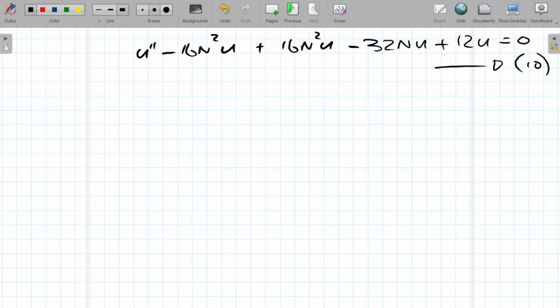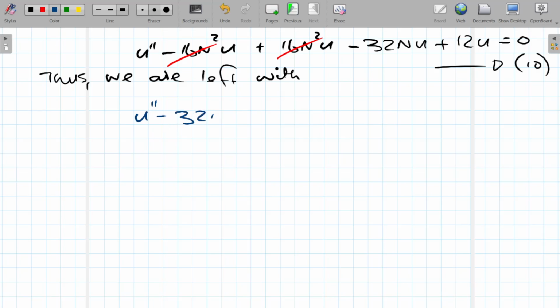So you can see that this begins to simplify when I can actually find the nib of my pen. So that cancels with that. And what we're left with is, so let's change to black. Thus, we are left with, and we'll write this in blue, u double prime minus 32nu plus 12u equal to 0.